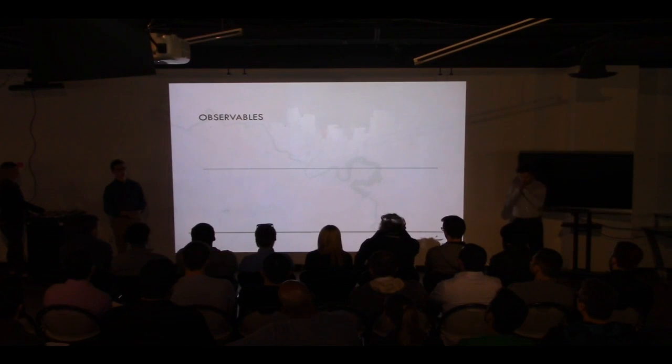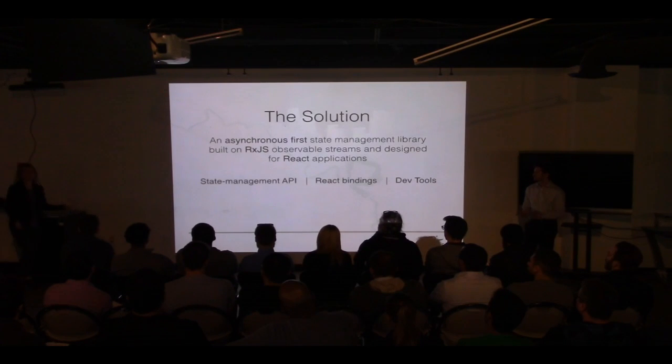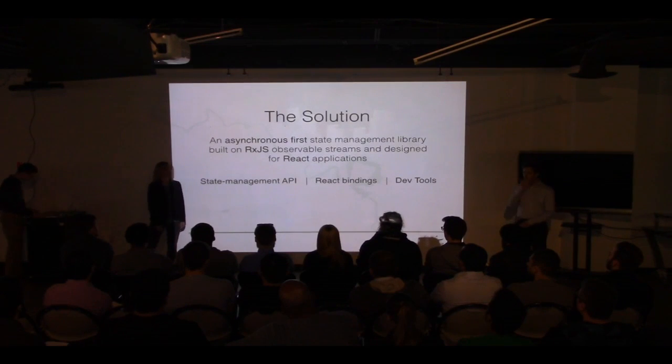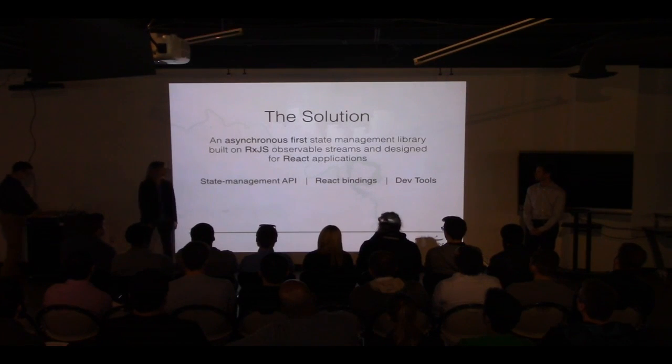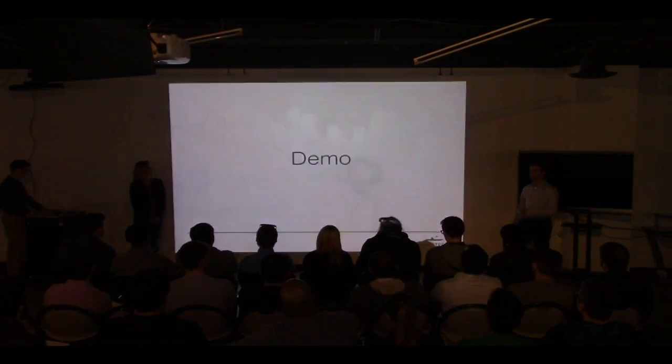The only problem is that in React, there is no state management library that's built around RxJS observables. So our solution is Omnistream, an asynchronous-first state management library built with RxJS observables and designed specifically for React applications. Omnistream includes a state management API, bindings for React, and some really cool dev tools.